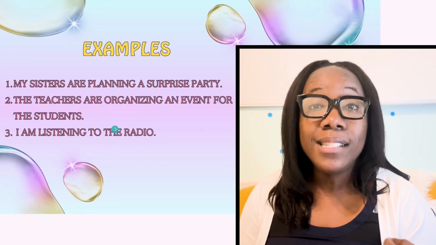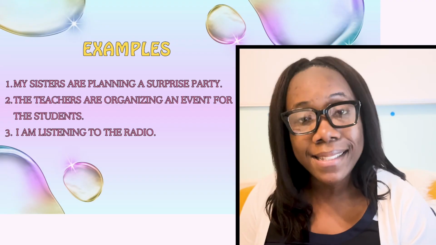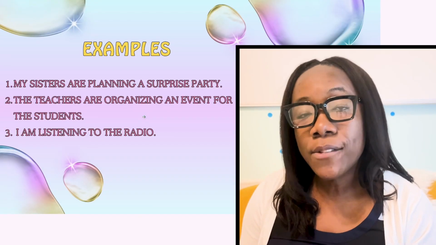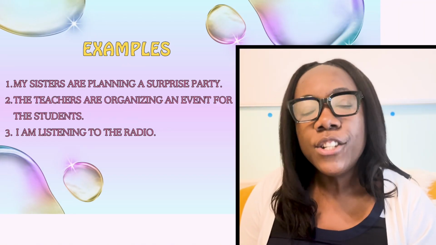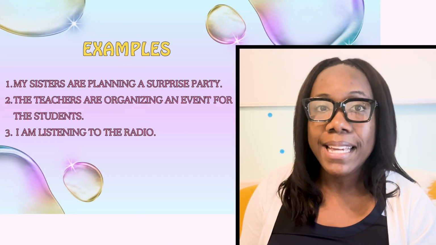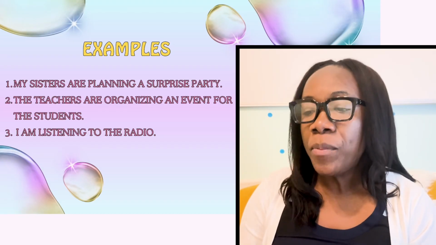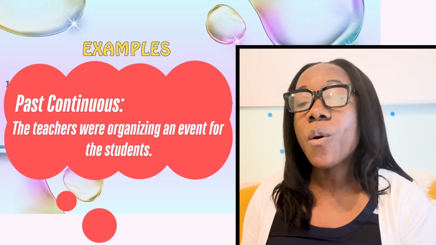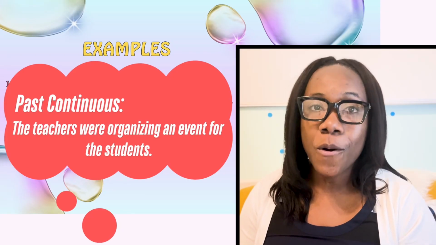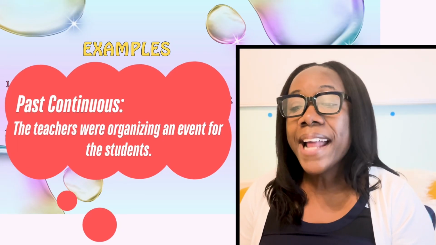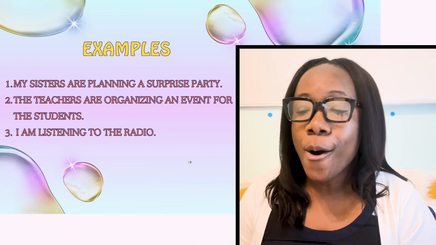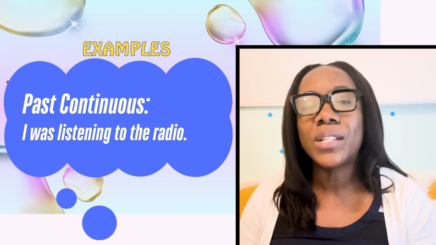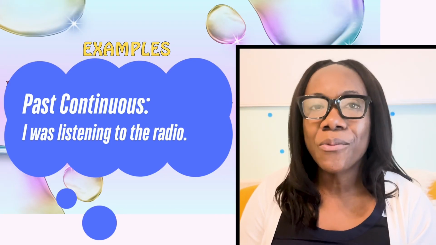Number 2 says the teachers are organizing an event for the students. Organize in its base form ends with an E, so we have to first subtract the E, then add ing. So this in the past progressive would be the teachers were organizing an event for the students. And finally, I am listening to the radio. In the past progressive, this becomes I was listening to the radio.